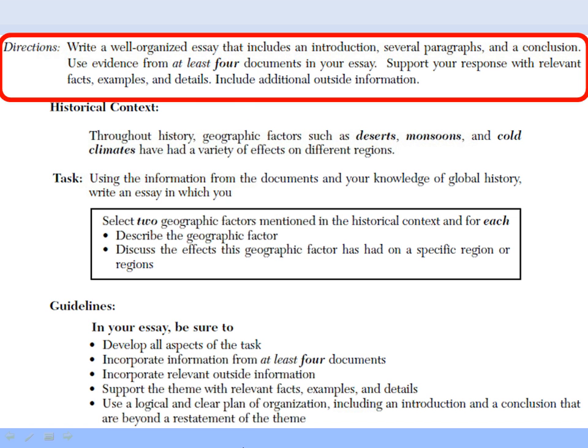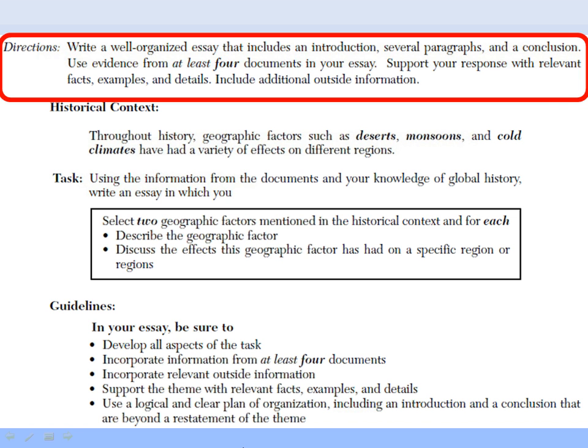In the video cast today, I only showed you 1 document. But this document-based question, I think, had 9 total documents. So you had to use a good portion of all of them, and you had to use at least 4. At least. You could use more, but you had to use 4.